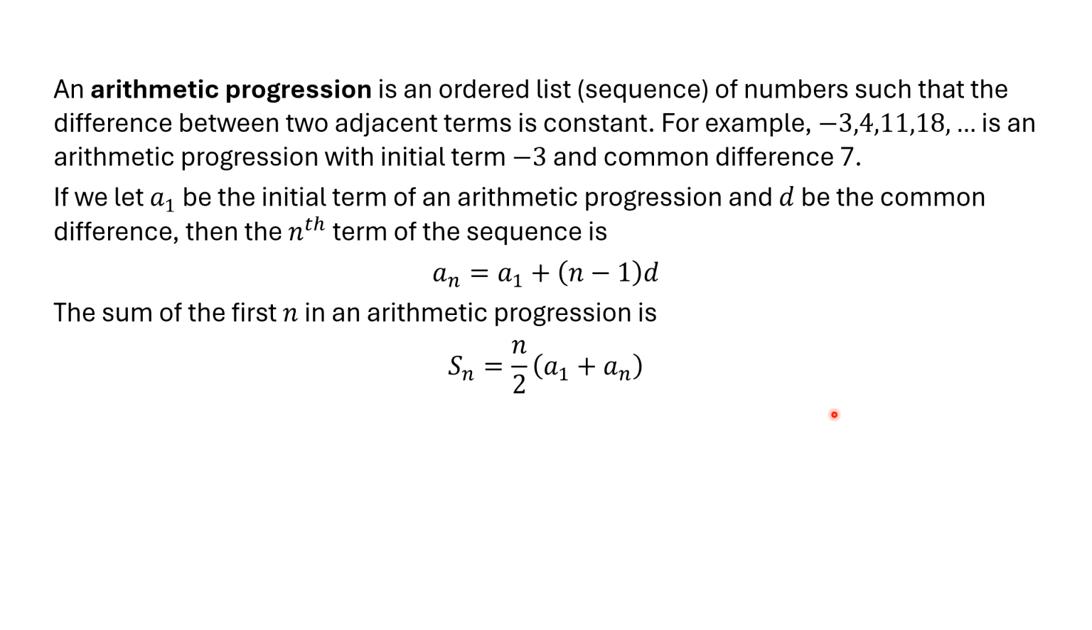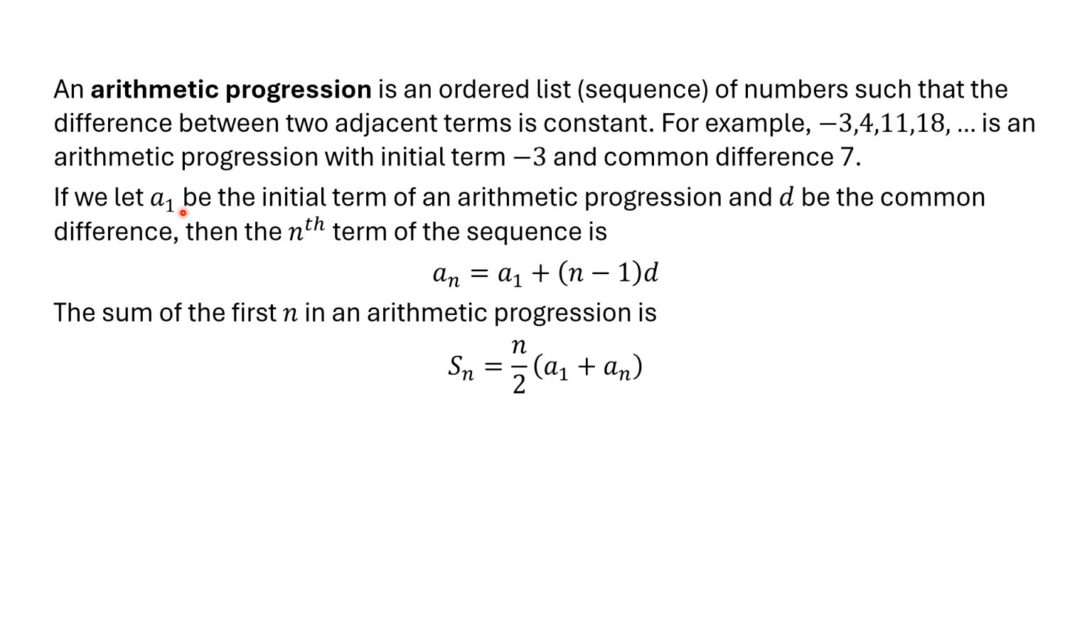An arithmetic progression is an ordered list of numbers such that the difference between two adjacent terms is constant. You've probably seen this even in grade school. I have an example here. Minus 3, 4, 11, 18. You can see that I'm going up 7. The only thing a little bit different is I started here with a negative number.